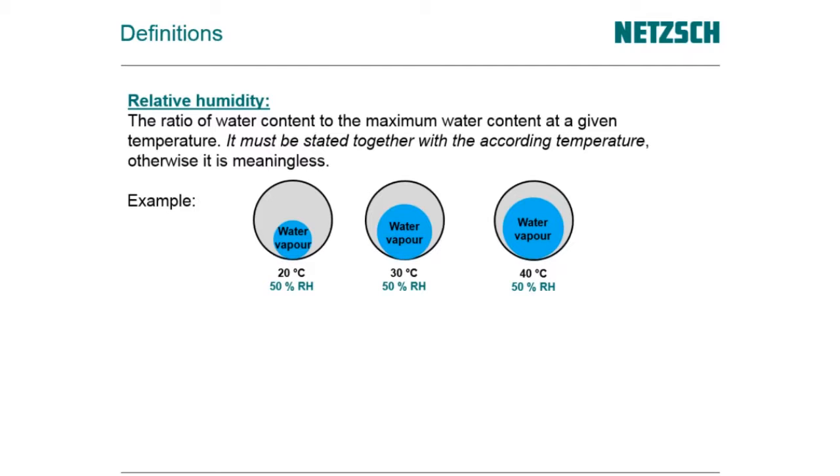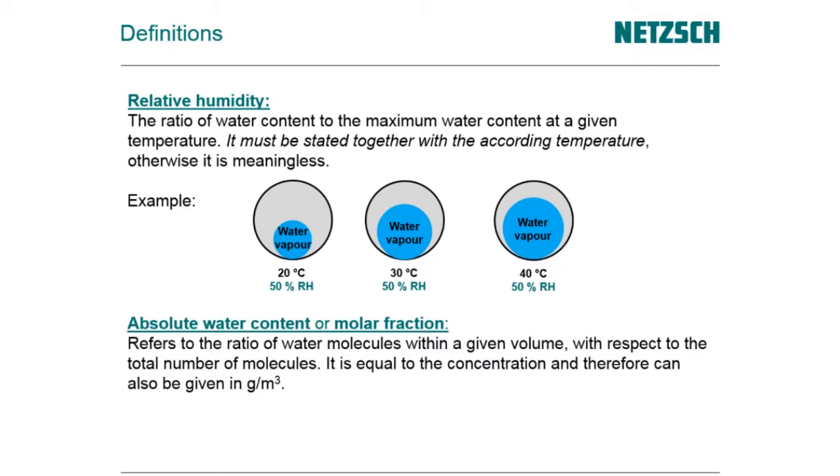However, there is not only the possibility to give the water content as relative humidity, you can also give it as absolute water content, also used as molar fraction. This term refers to the ratio of water molecules within a given volume with respect to the total number of molecules. In this case, we talk about something like a concentration.